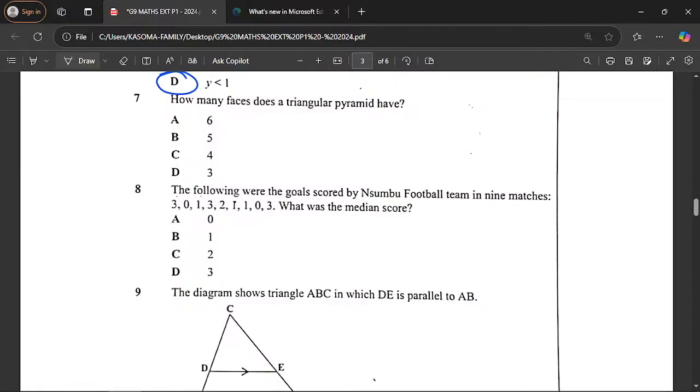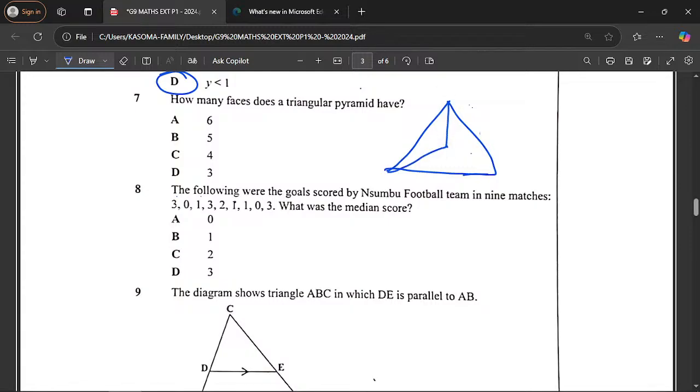Okay, so let's talk about the triangular prism. Let me draw the triangular pyramid. Sorry, let me draw the triangular pyramid. It is like this. Let me draw the usual one like this. This is a triangle. Then it goes like this. Okay. Now we can see that this is the triangular pyramid.